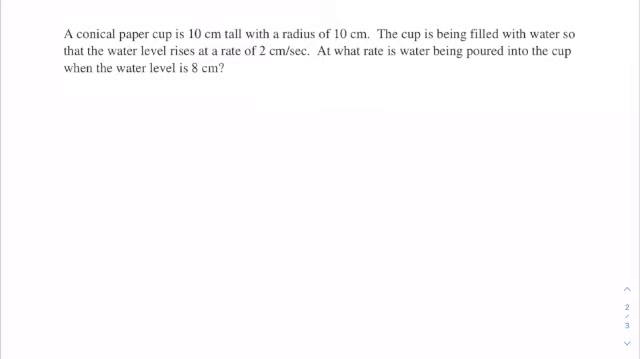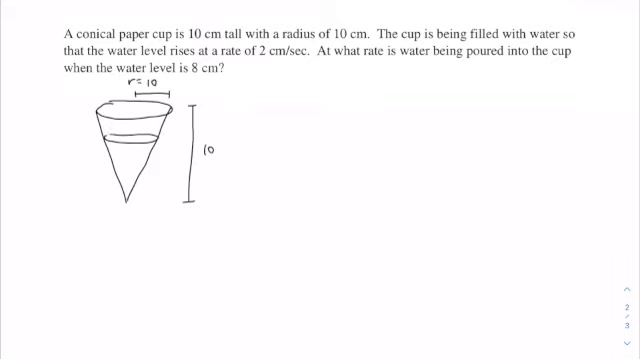Okay, so the next one I have here is a conical paper cup is 10 centimeters tall with a radius of 10 centimeters. Okay, so I'm going to draw it out first. So the conical paper cup is 10 centimeters tall, and the radius is 10 centimeters. The cup is being filled with water so that the water level rises at a rate of 2 centimeters per second. Okay, so the water here, the water level, I'm going to call that H. It rises at a rate of 2 centimeters per second.